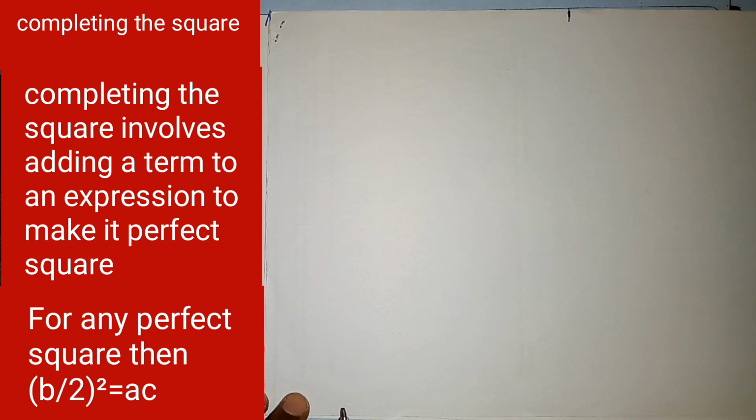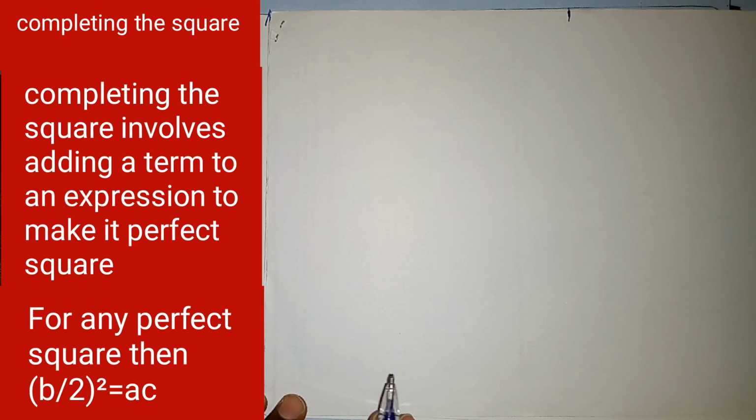So today we are going to look at completing the square, which is under the topic quadratic equation and expression 2. Now we have to ask ourselves, what is completing the square? Completing the square involves adding a term to an expression to make it a perfect square. So when you add a term to a quadratic expression to make it a perfect square, that is what you call completing the square.